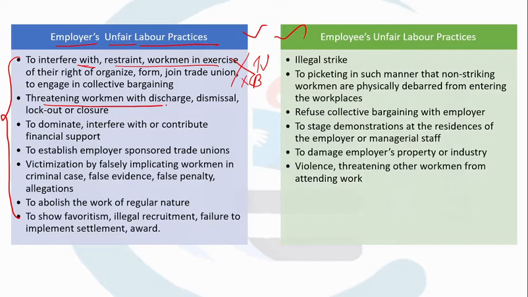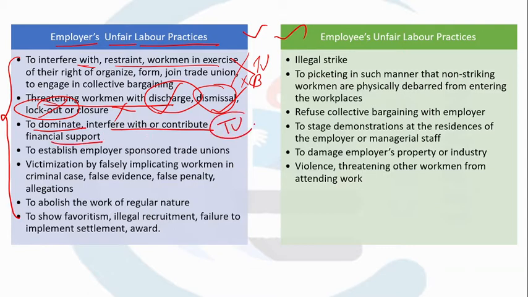If you are threatening workmen with discharge, if you are saying that if you do not work, we will discharge you, dismiss you, lock you out, no, this is unfair. Dominating or interfering with the contribution of financial support: if you are interfering in the formation of a trade union by saying that we will be supporting you financially but it would be our control, no. To establish an employer-sponsored union is called a company union, where the employer has the maximum domination.